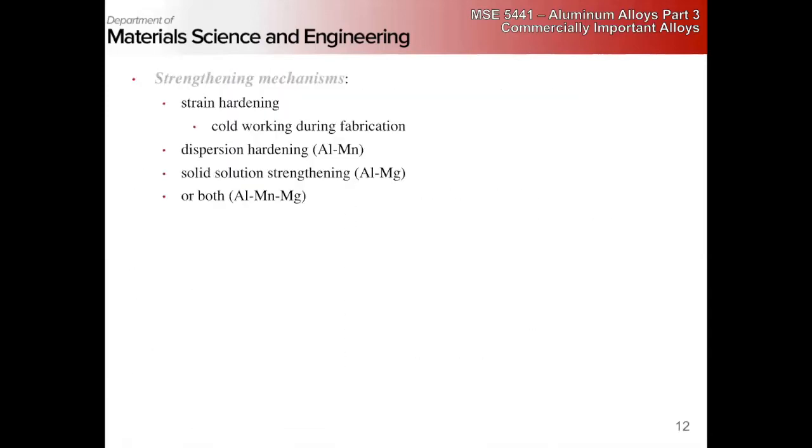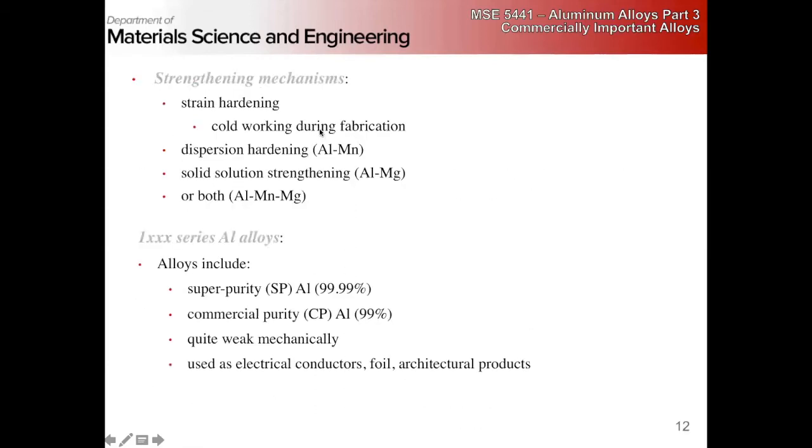Right. So our strengthening mechanisms are going to be strain hardening and cold working during fabrication, dispersion hardening, and aluminum magnesium solid solution strengthening. We can get some precipitate hardening in aluminum magnesium, aluminum manganese magnesium, just like we can in aluminum manganese.